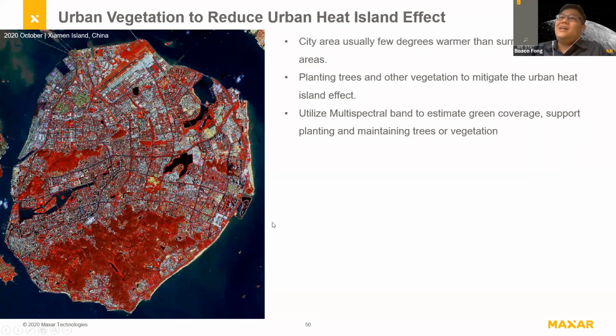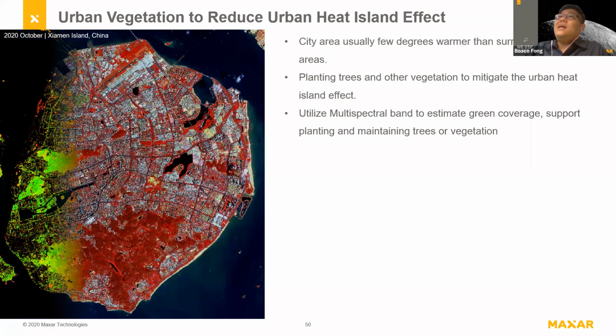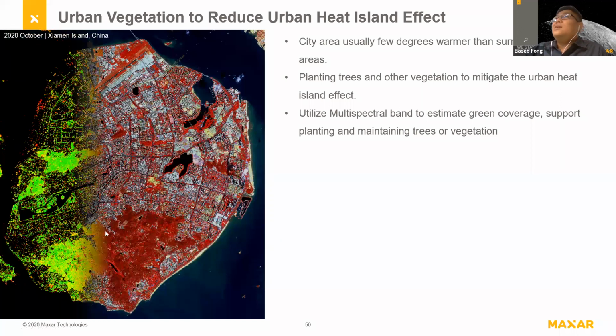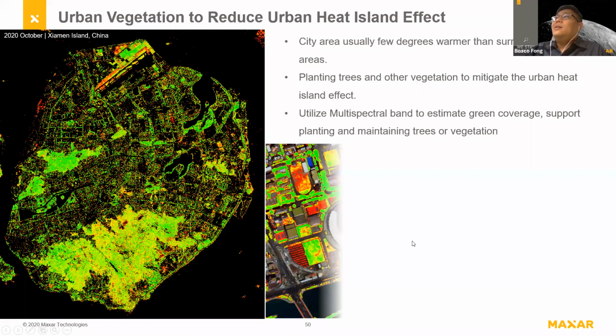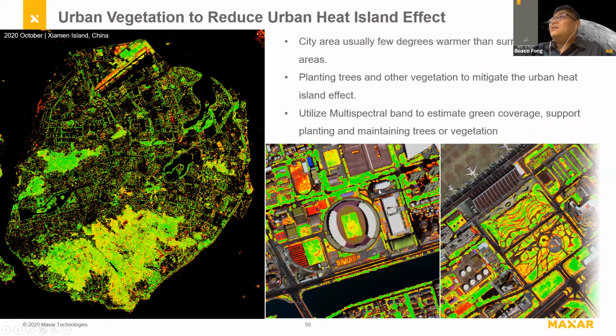So we are using satellite imagery to detect and measure the vegetation coverage over the city area. For this one we are using the WorldView satellite to estimate and extract the vegetation coverage. This is an example of the result. We're using the multispectral bands, and when we zoom in, you can see the vegetation extracted is actually very precise for each pixel.